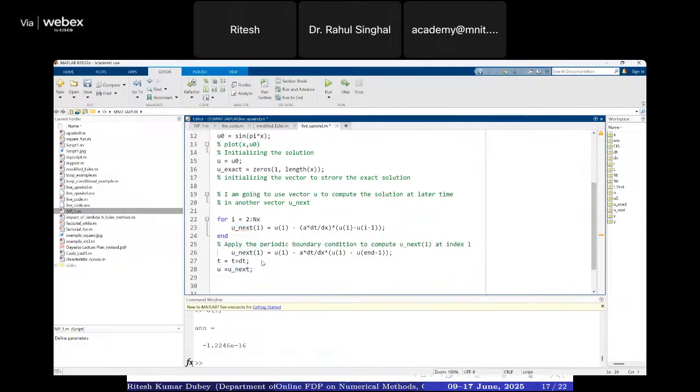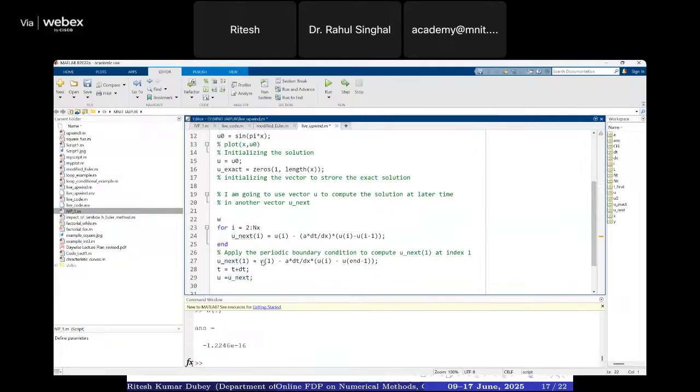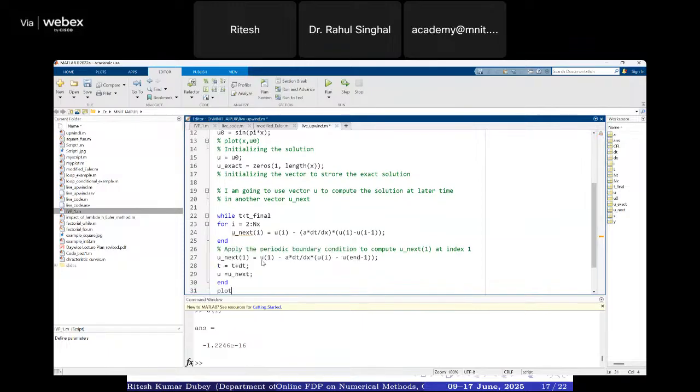This is correct only, and I will put here, because up to what time we have to go, so I'll put here while t is less than t_final, and end. I think this should be okay, and then I can plot x with the u next.